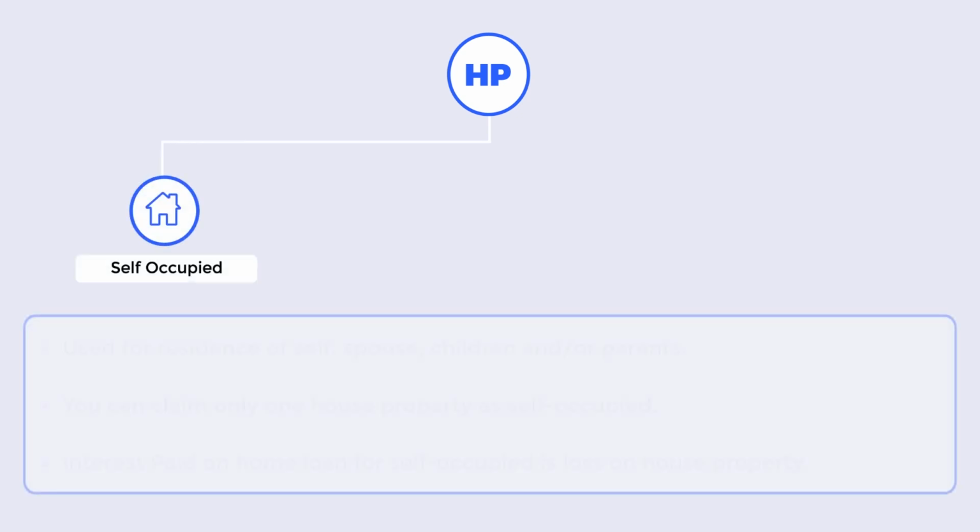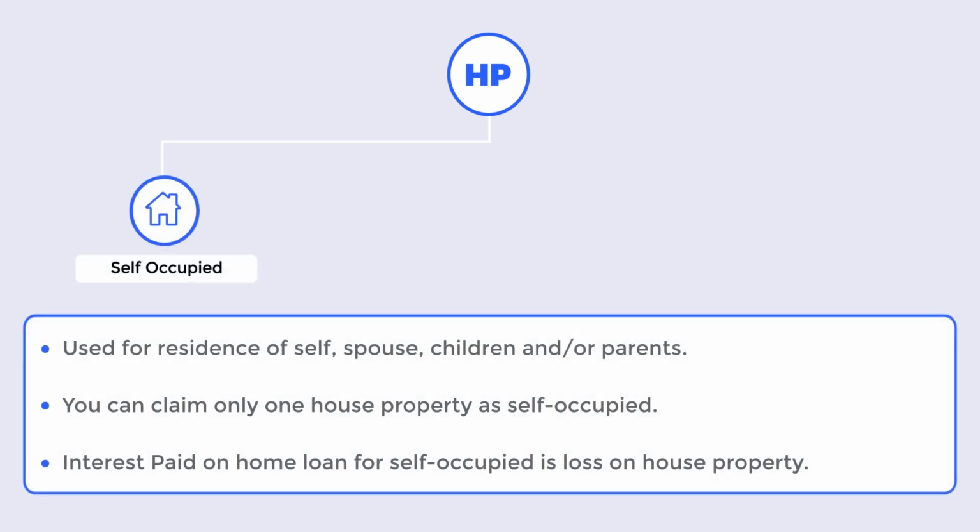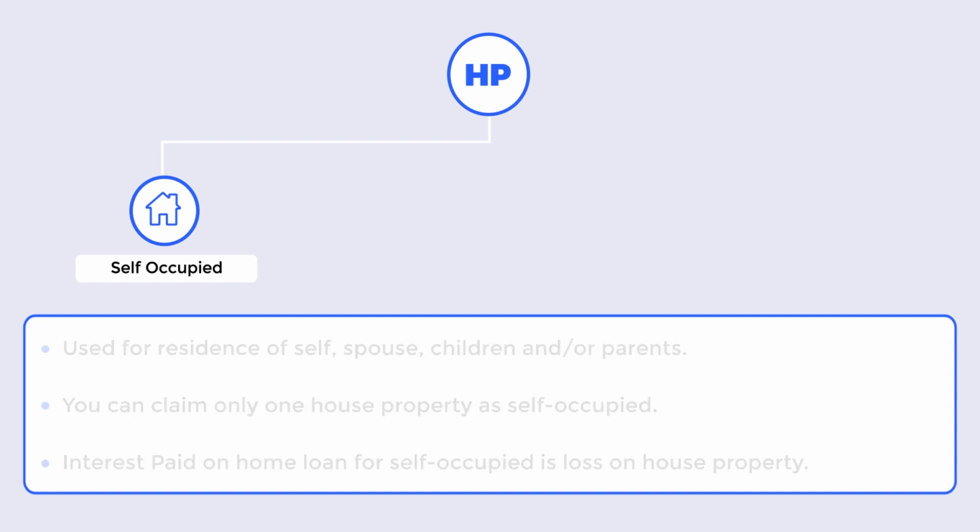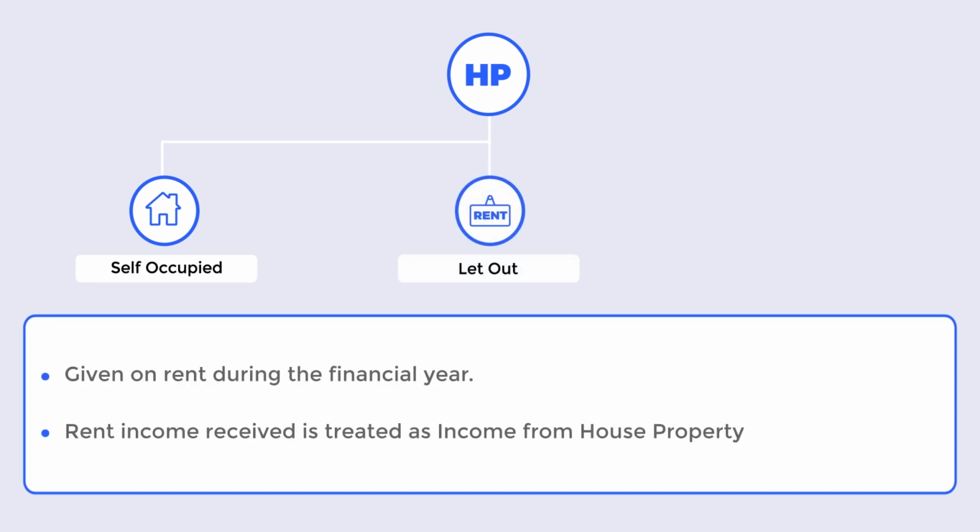House property is divided into self-occupied house property, which you use for your own residence. Any interest paid towards home loan for your primary residence is considered a loss. Let out house property is the one which is given out for rent, and any rental income you receive is considered as income from house property.